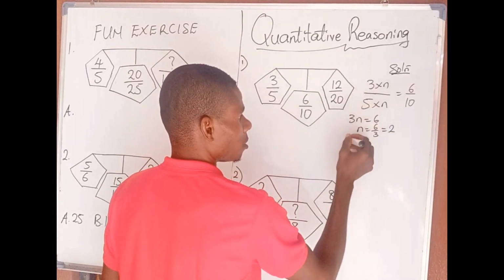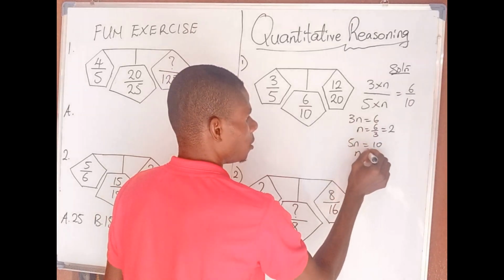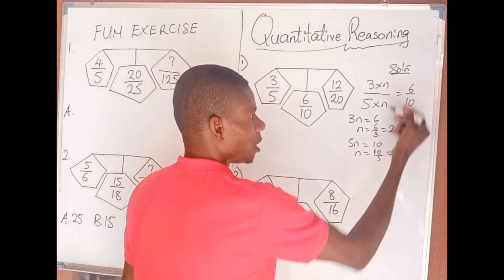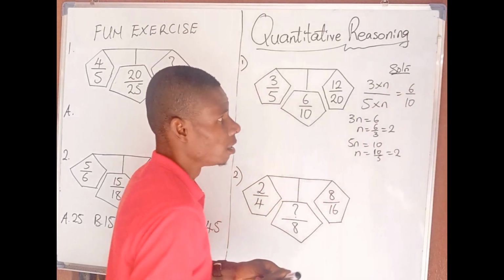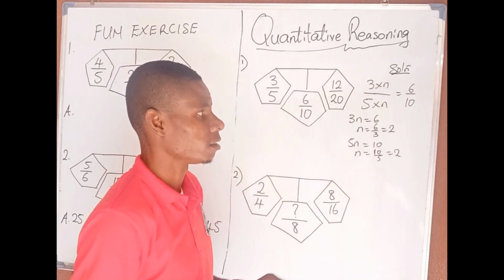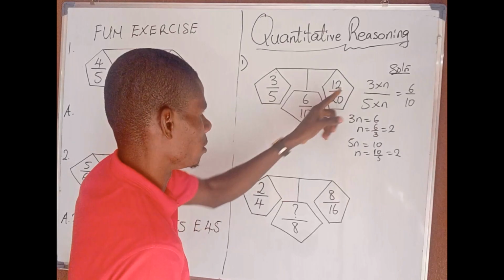The same thing here. 5n equals 10. n should be 10 over 5, and this is 2. That means that the n here is 2. So 3 times 2 is 6, and 5 times 2 is 10. Okay, let's see in this case.